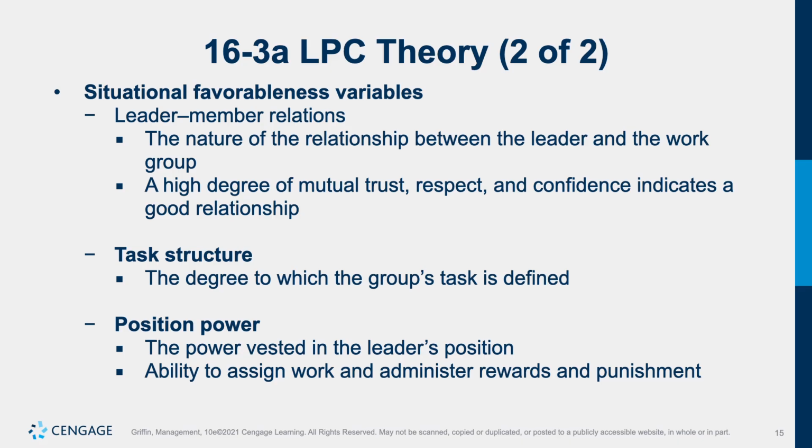Now, favorableness and leader style. When the situation is the most favorable, whereby there is good leader-member relations, high task structure, and strong position power, or the least favorable, whereby there is bad leader-member relations, low task structure, and weak position power, the best leadership style will be the task-oriented leadership style. Whereas relationship-oriented leaders are most effective when the situation is only moderately favorable.